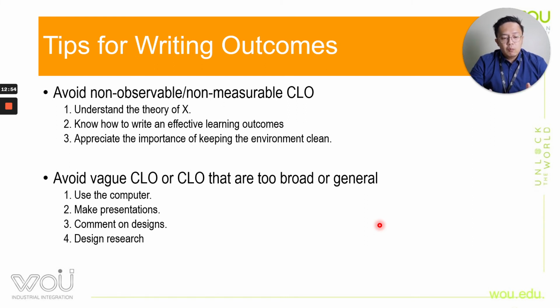And you can also avoid a vague CLO or a CLO that's too broad or general. For example, just saying use a computer. Use the computer for what? Add in the condition, or add in the standard. Use a computer to install software for company use, for example. Then it will be better rather than just saying use a computer. Or say design a research, for what? Design a research to solve a business problem. Something like that would be more meaningful. So avoid being too broad or too general. As long as you have the 2 components with you, then you can overcome this issue already.